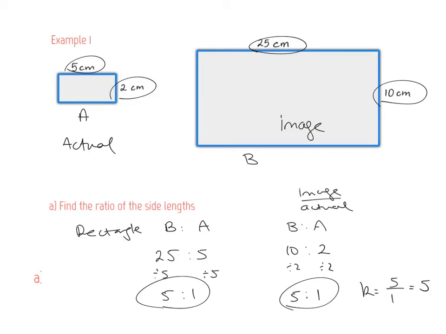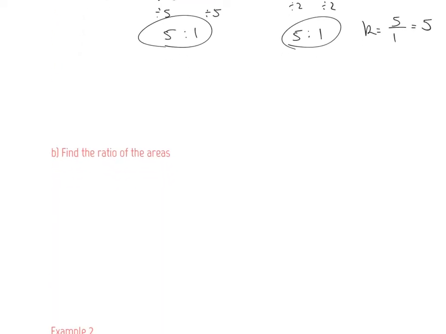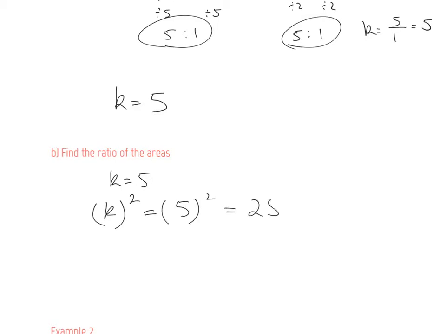So I need to multiply rectangle A by 5 to get to rectangle B side length. Let's write this down again. K equals 5. Now I want to find the ratios of the area. Well, if the side length K is 5, we know that for area it has to be K squared. So it has to be 5 squared, which means it's 25. Or you could write that as 25 over 1.